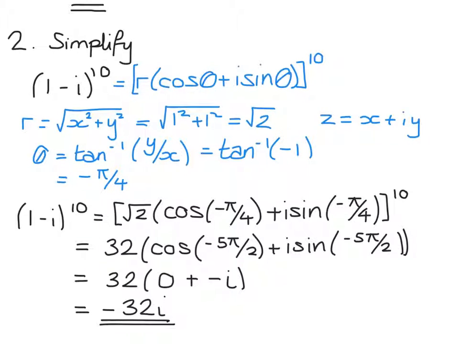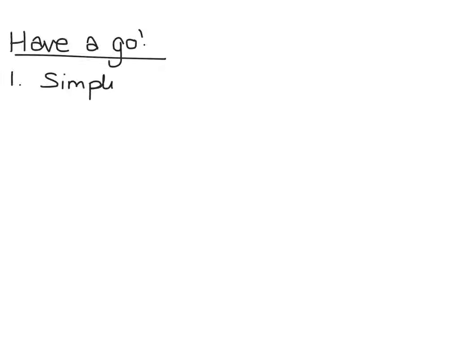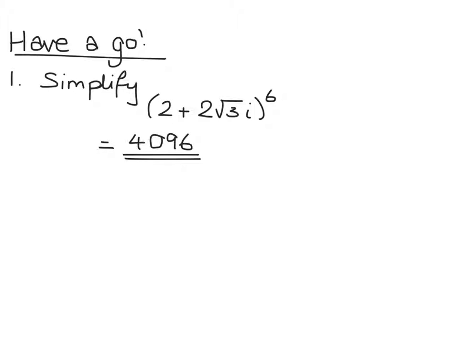Moving on to a further example that you can have a go at. I will not go through the answer. Instead, after writing the question, there will be a 5-second countdown before the answer is revealed. Question 1. We want to simplify (2 plus 2 root 3i) all to the power of 6. 5, 4, 3, 2, 1. So the answer here was 4096.